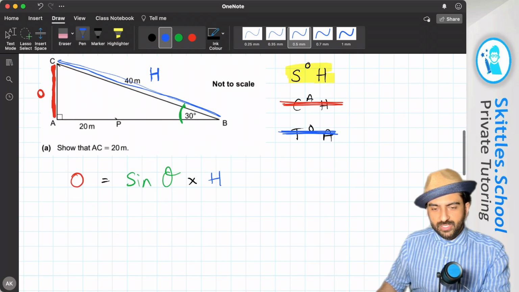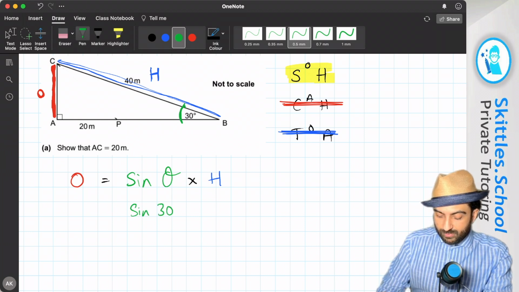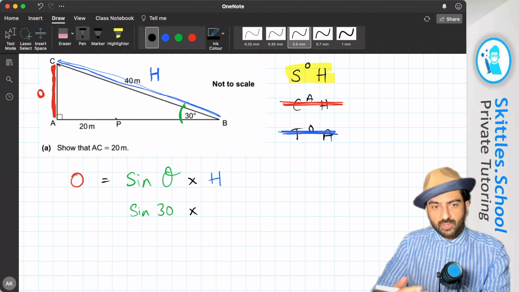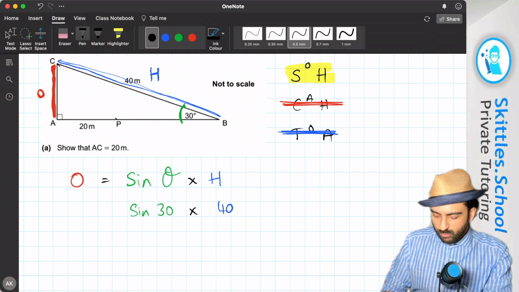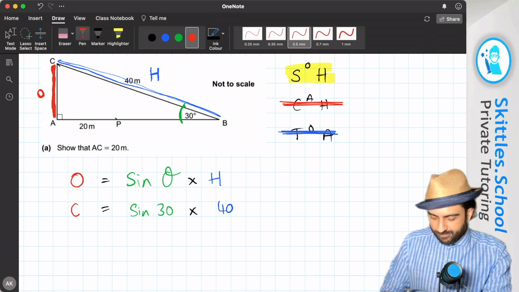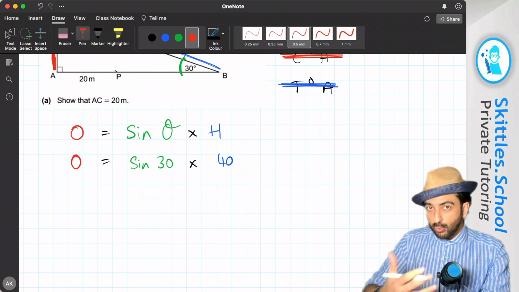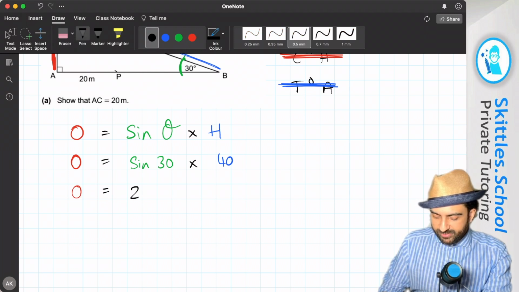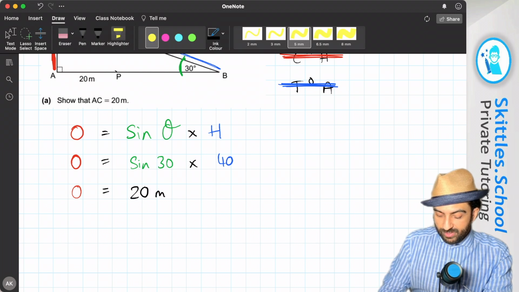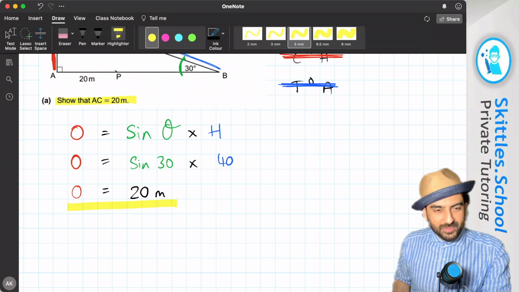So let's put some numbers in. Now we know the angle. The angle is 30 degrees. So the sine of 30, and we know the hypotenuse. The hypotenuse is told to us in the question. It's 40 meters. And that's equal to the opposite. Now if you put all of this in the calculator, you should already know that sine 30 is a half. So half times 40 is 20 meters. And that's exactly what the question has asked us to show, that the opposite is 20 meters.